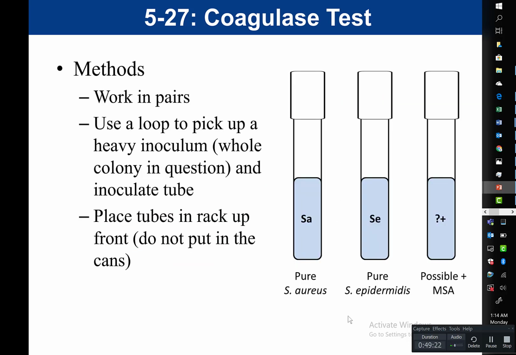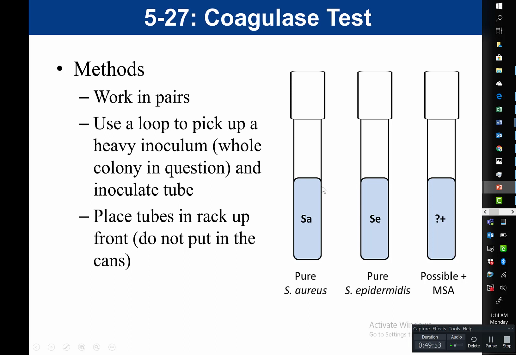So what we would do in this experiment is have you work in pairs. When you work in pairs, you and your partner would get 3 rabbit plasma tubes. So you would get 3 tubes that contain the rabbit plasma, because again, in that rabbit plasma is the fibrinogen. It contains the substrate. 2 of the tubes would serve as a control. They would serve as a comparison.